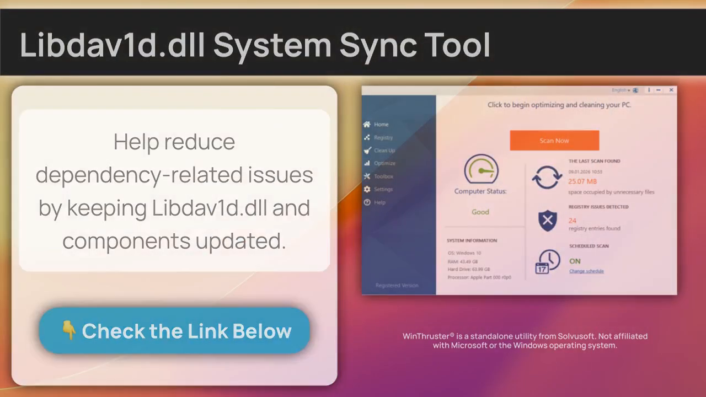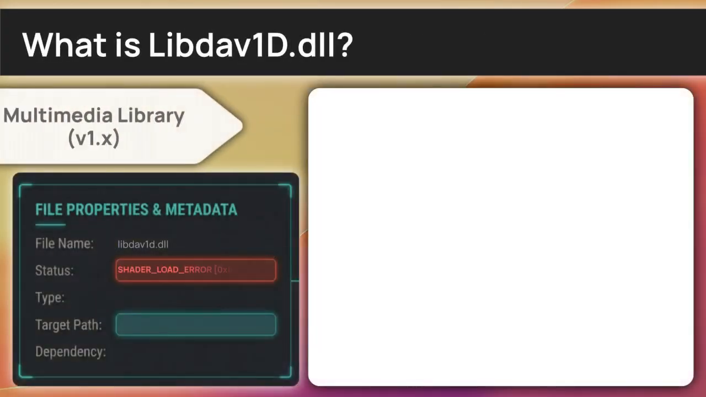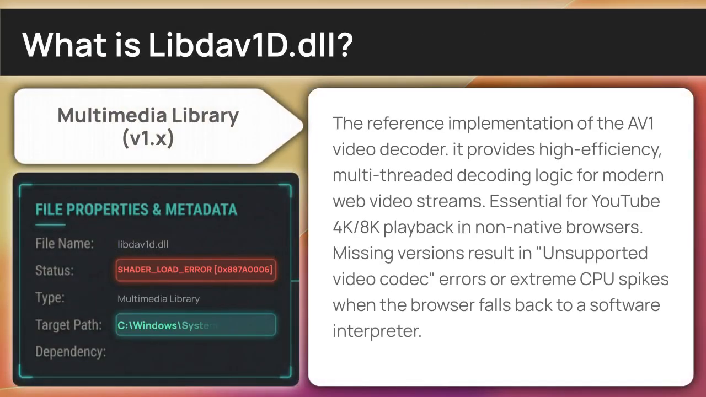This is the libdav1d Video Library, the reference implementation of the AV1 Video Decoder. It provides high-efficiency, multi-threaded decoding logic for modern web video streams, essential for YouTube 4K and 8K playback in non-native browsers. Missing versions result in unsupported video codec errors or extreme CPU spikes when the browser falls back to a software interpreter. Now that you have the context, let's move into the repair process with a fresh installation.